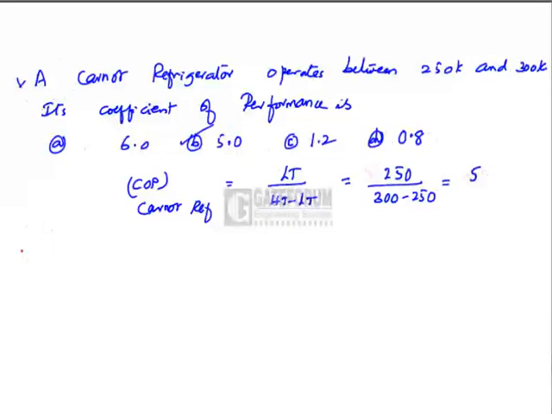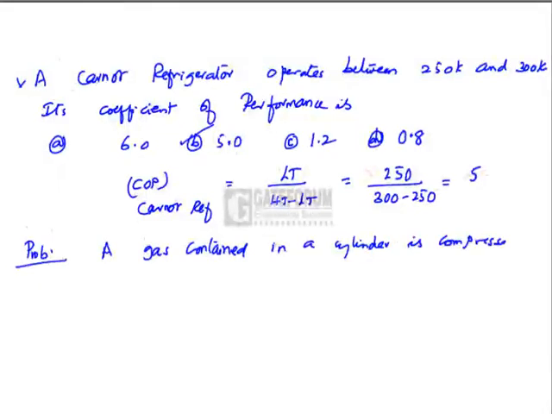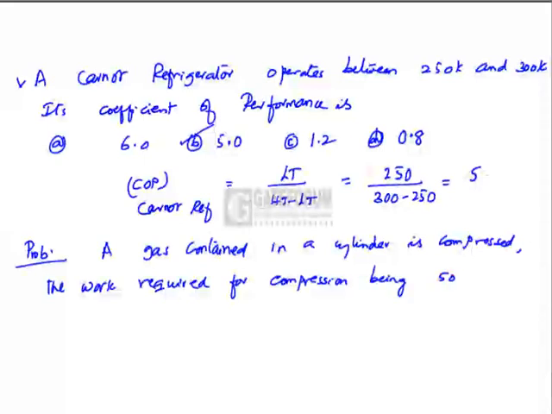Taking another problem, a gas contained in a cylinder is compressed. The work required for compression being 5000 kilojoules.